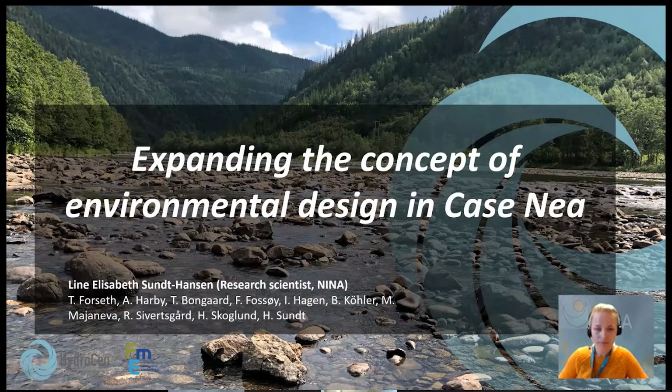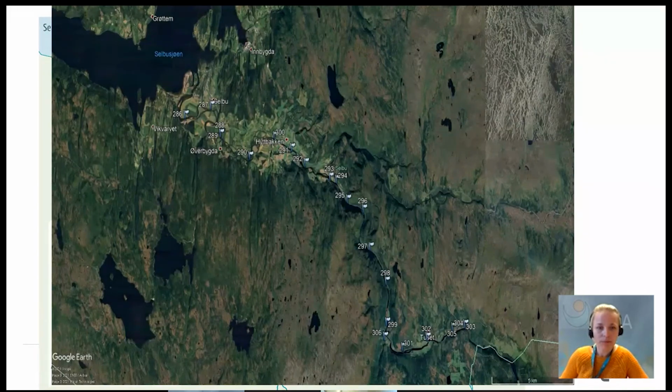Here you can see Nea from above. And we studied a stretch which was approximately 32 kilometers, from this part here, which is a reservoir and a dam. And this stretch down here we studied. And the river lets out in the Selbusjøen, a large lake.